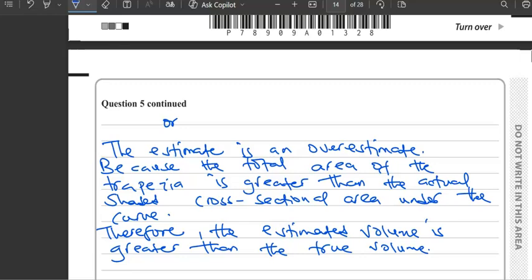That gives you the score for part C. The only question we can have for that is saying that the trapezia are bigger than the cross section. But all these two reasons will be regarded as true.